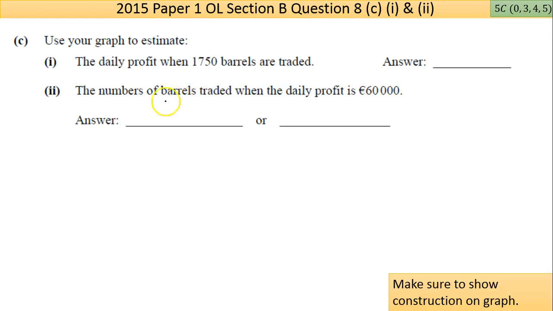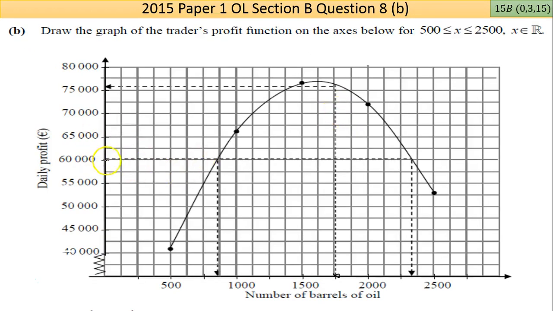Now the next one then is the number of barrels traded when the daily profit is 60,000. So let's see what that means. And the daily profit again is on the y-axis. So go back here for 60,000. If I bring it across, it actually hits the curve at two places. So I drop it down and I drop it down.